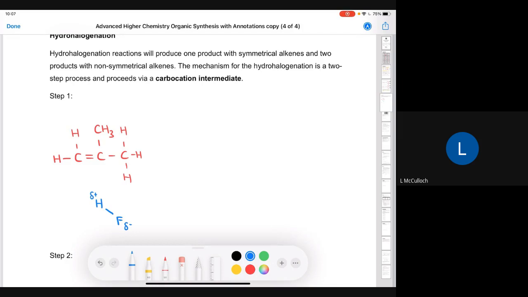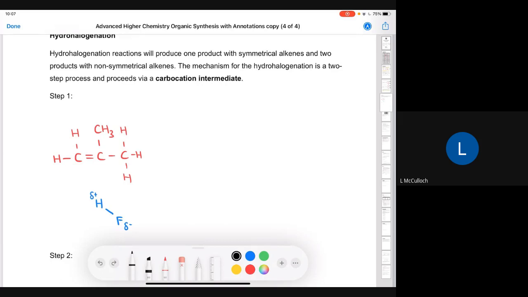Okay, so if we remember, in alkenes there is an area of electron density around the double bond that makes it act like a nucleophile, and nucleophiles like to attack things which are positively or slightly positively charged. So what will happen is our nucleophile, the electrons in the pi bond, will attack the delta positively charged hydrogen, forming a bond between one of the carbon atoms of the double bond and the hydrogen.